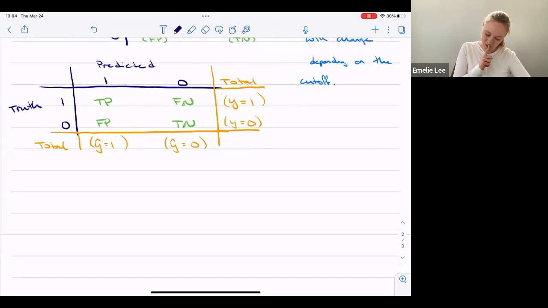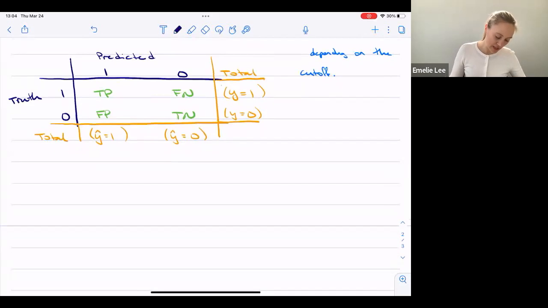Okay, so what are the ones that we're really interested in? Well, it's going to be how many ones did I correctly classify as ones, right? So the true positives over how many did I correctly place as ones. And that's going to be what we call the sensitivity, or if we want to be cool, I guess the textbook told me that data scientists call it recall.